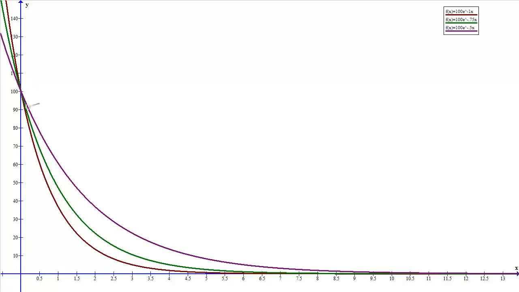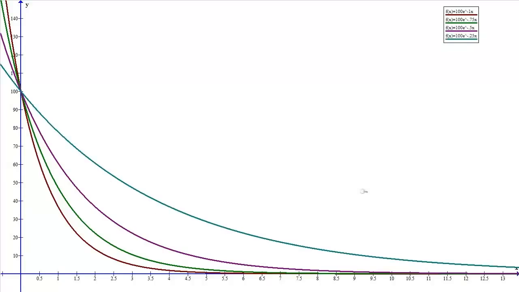The closer we get to 0, the more smooth, the less steep this curve will be. Let's look at one more where we decrease the coefficient one more time. Now here is a function 100 times e to the power of negative 0.25x, and it is decreasing at a much slower rate.